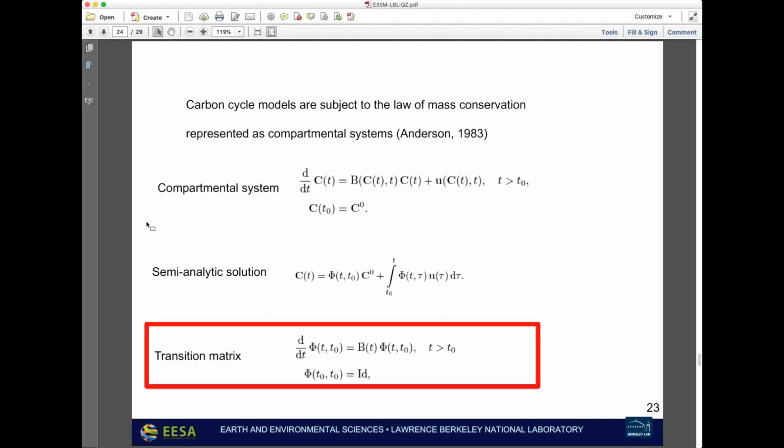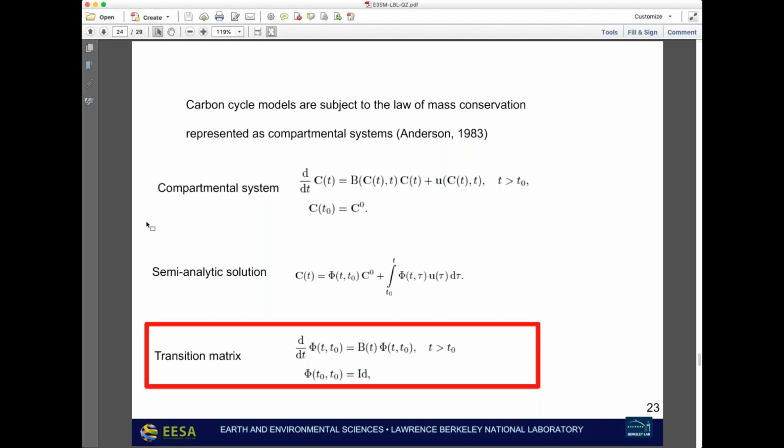We can tell the carbon stock at a given time, given the initial state and also the so-called transition matrix. The difficulty is to mathematically reconstruct this transition matrix, which is time evolving and depends on the initial condition out of the system. So here we can just treat the B matrix as something that we can immediately learn from the model output of 12C.